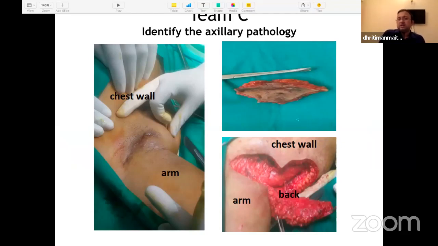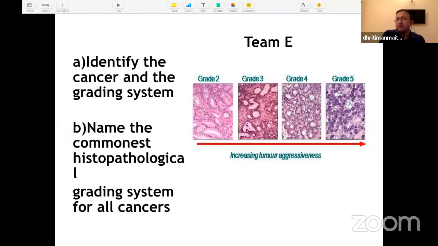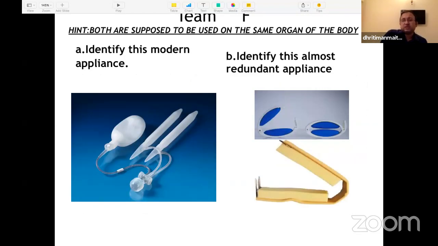This you have answered. Most of the malignancies will have a broad classification, grade 1, grade 2, grade 3, like that. But only one malignancy in the body has so many grades, grade 2, 3, 4, 5, and then you combine the two to make a complex grading system. It's prostatic cancer, which has Gleason's scoring. So this cancer would be prostate cancer with the Gleason's scoring system, and the commonest histopathological grading system is a broader classification. And this question wasn't answered by anyone.